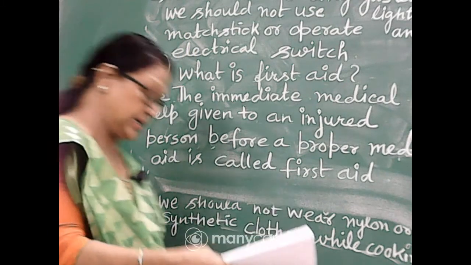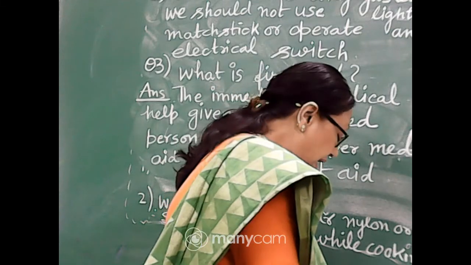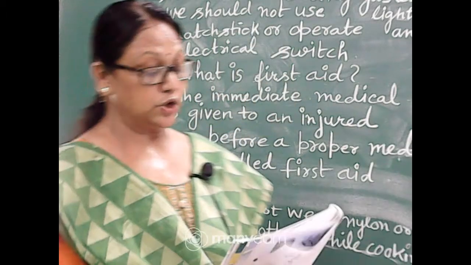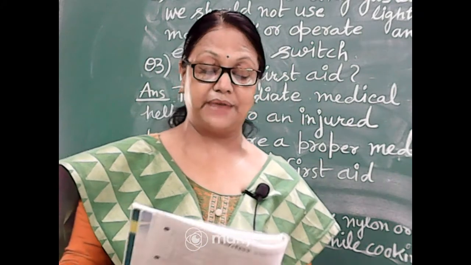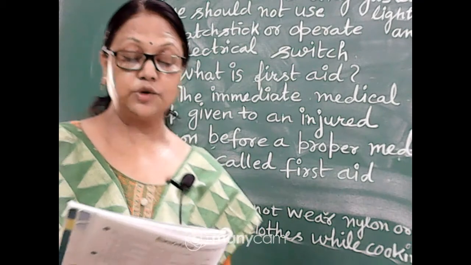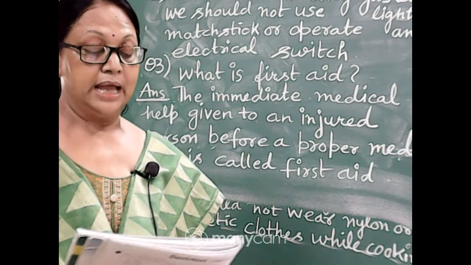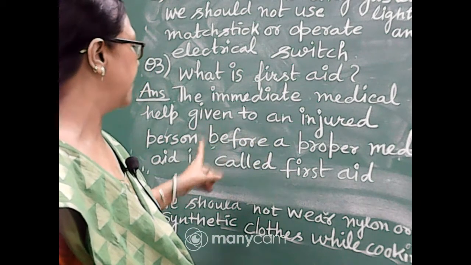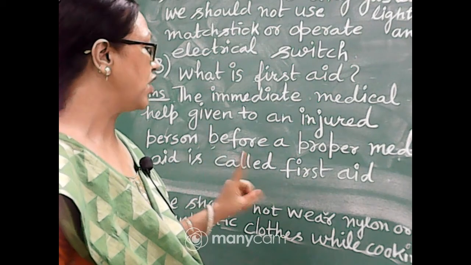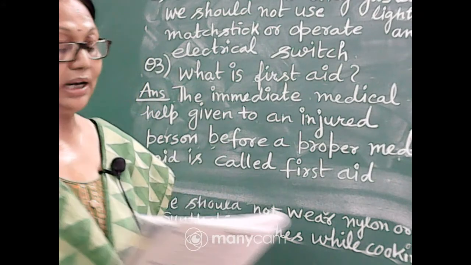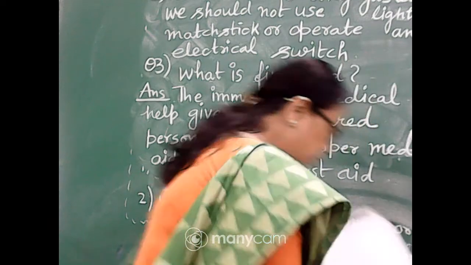Now next question. Both of the questions are given on a statement. The statement was: Kartar is a truck driver. He always carries a first aid box with him whenever he goes on a journey, so that he could help the needy person on the way. So the first question is, what is first aid? We have given it: the immediate medical help given to an injured person before proper medical aid is called first aid. And the second question, what do we learn from Kartar? So write it down.